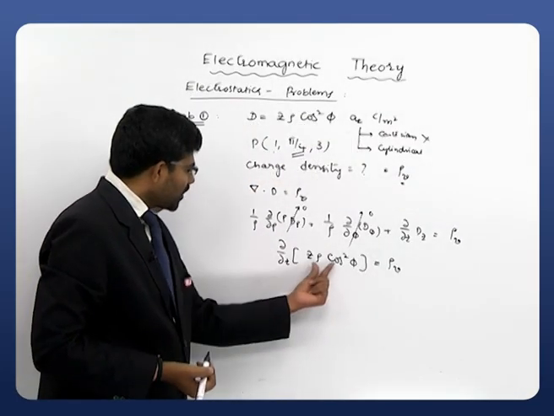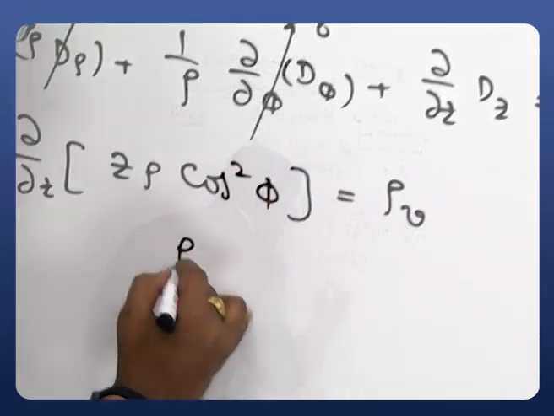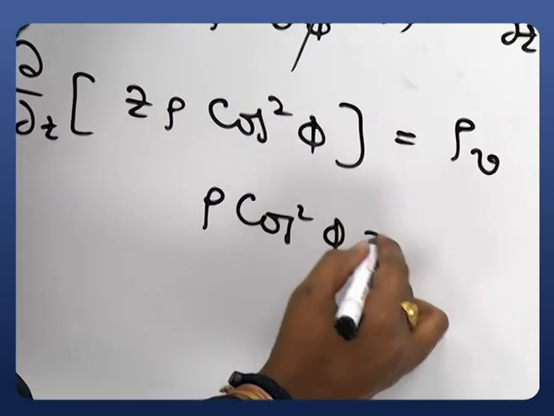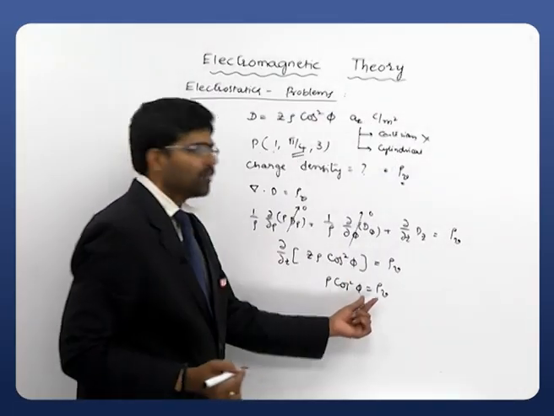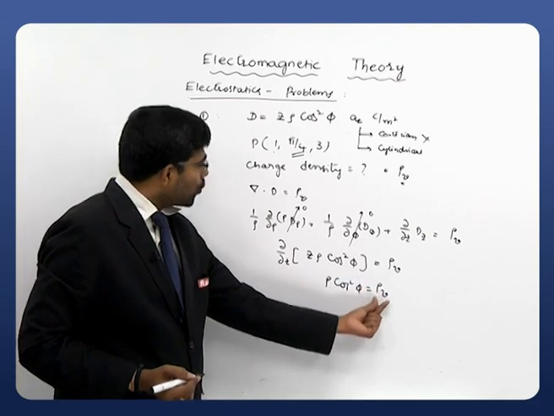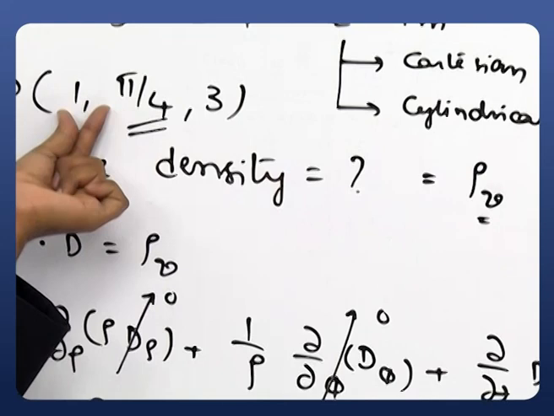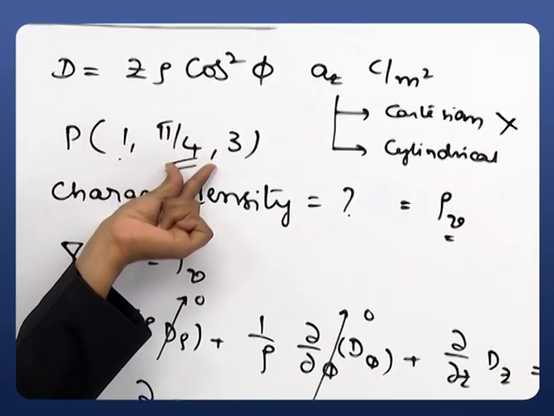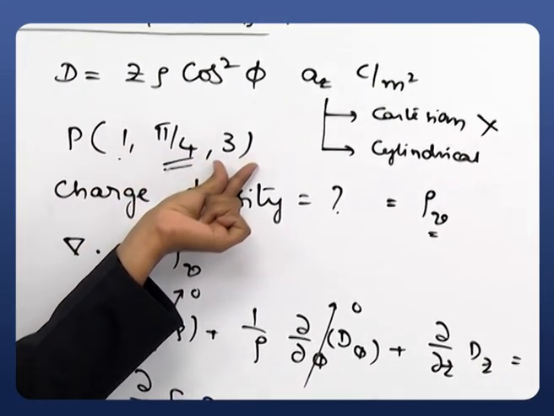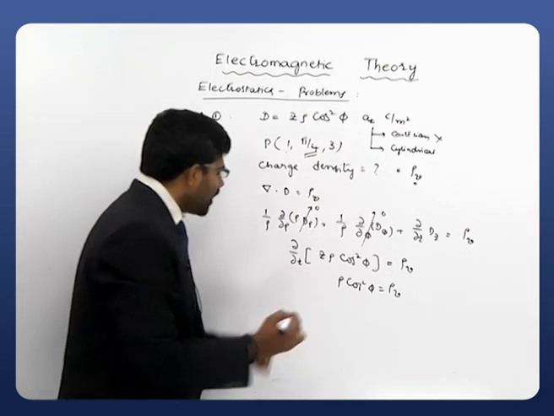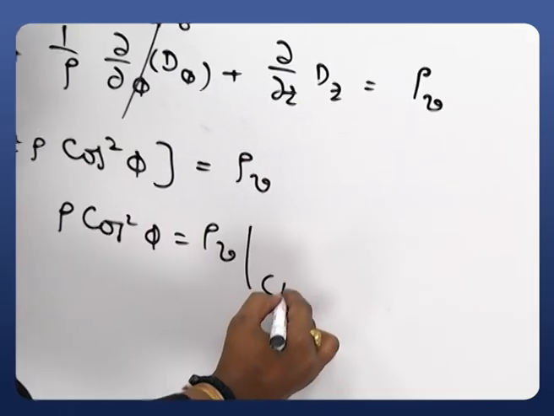So clearly the differentiation of this particular quantity is rho cos square phi, which is simply equal to our rho V. Now where do we require this rho V? At some point P(1, pi/4, 3). So instead of rho substitute 1, instead of phi substitute pi/4, instead of z substitute 3.